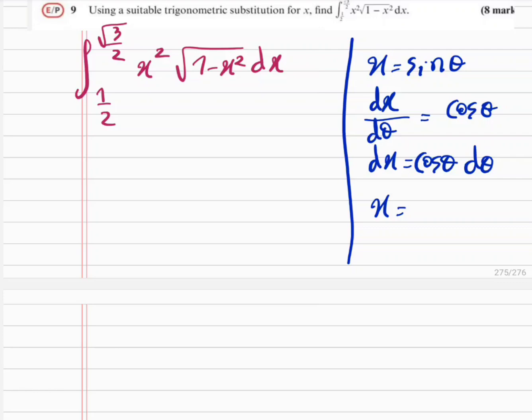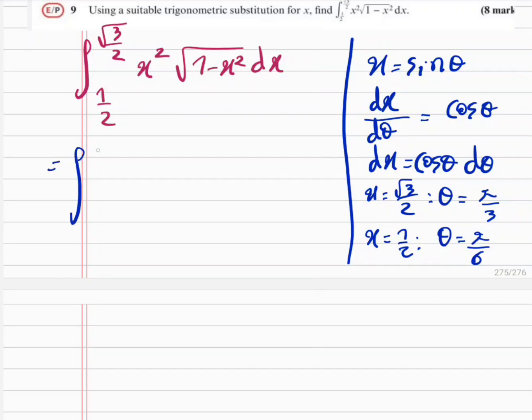Now in terms of the limits, we actually need to use inverse, because here we have the value of x, which is root 3/2, and we want to know what is theta, so we do arc sine root 3/2, which is pi/3. So when x is equal to root 3/2, then theta is equal to pi/3, and when x is equal to a half, then theta is pi/6. Right, so now we substitute this, so we have pi/3 and then here pi/6.